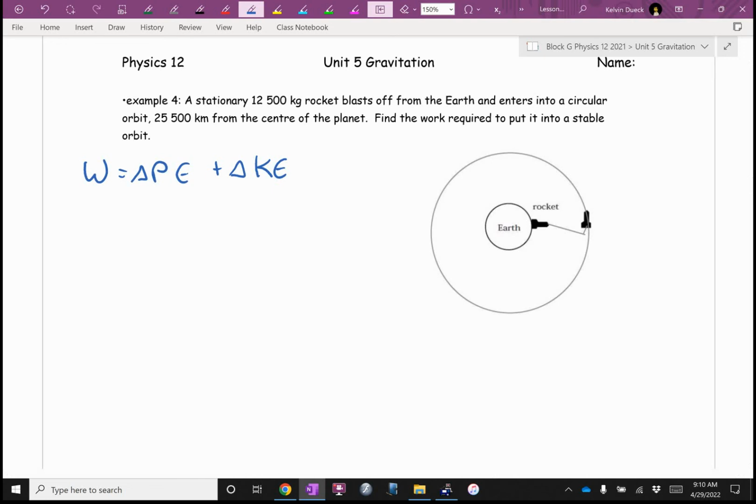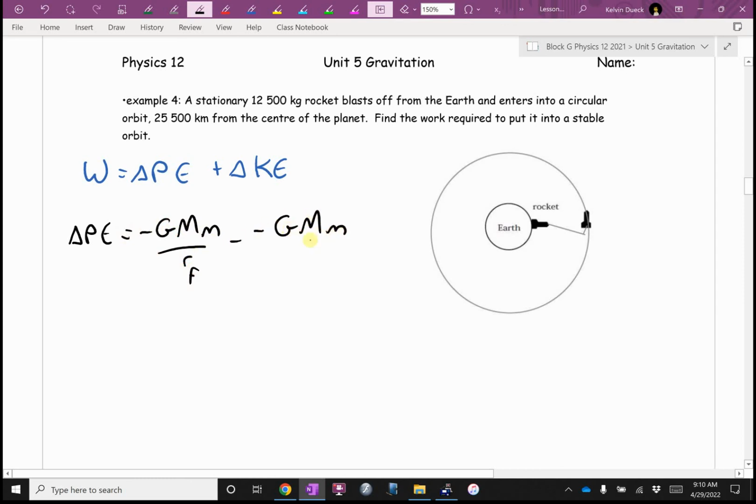Okay. Paige, what's change in anything? Yeah. So the change in potential is going to be negative big G big M little m over r final, minus negative big G big M little m over r initial. I have a minus minus, which is a plus. That'll be on my next line.